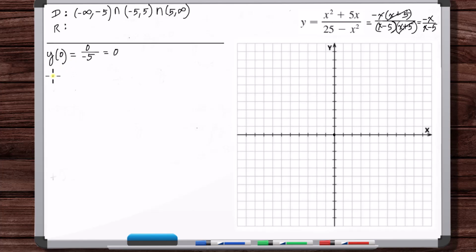Okay, so then minus x over x minus 5 is equal to 0. X is equal to 0. Okay, that might be confusing. The reason is because minus 5 makes the numerator 0. Okay, but it also makes the denominator 0. You see? So what I did was I set this equal to 0. And I solved for when the numerator equals 0.